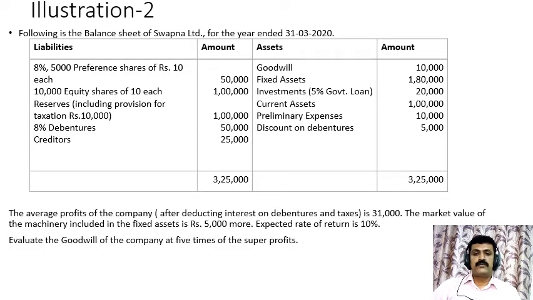The average profits of the company after deducting interest on debentures and taxes is rupees 31,000. The market value of the machinery included in the fixed assets is 5,000 more. Expected rate of return is 10%. Evaluate the goodwill of the company at 5 times of the super profits.